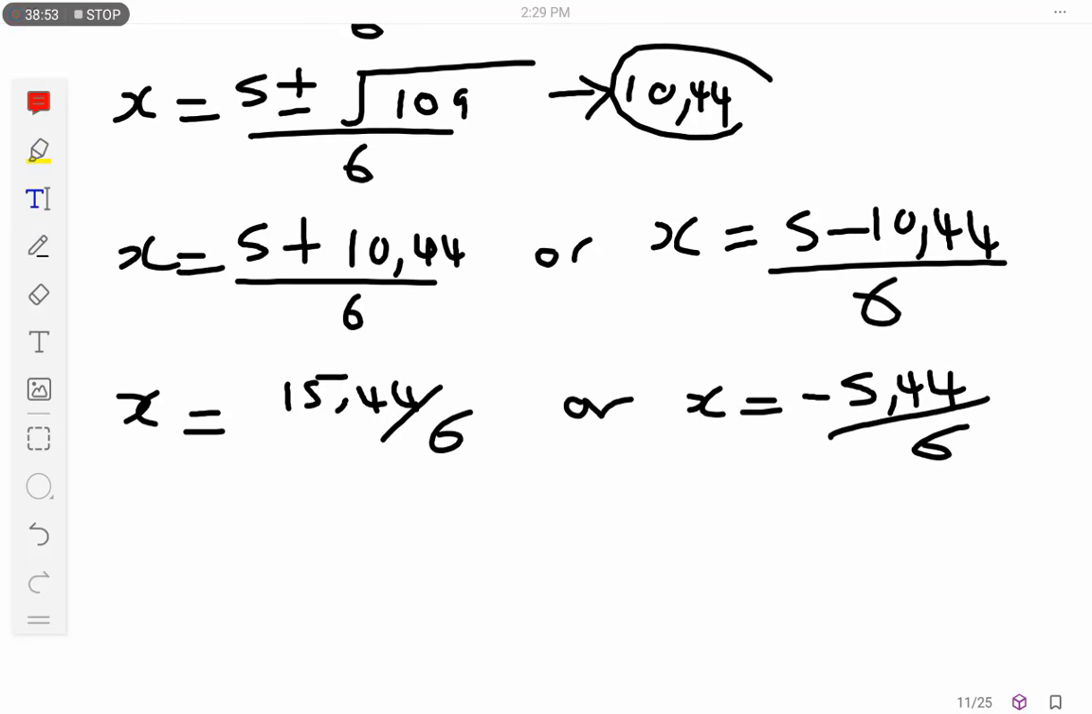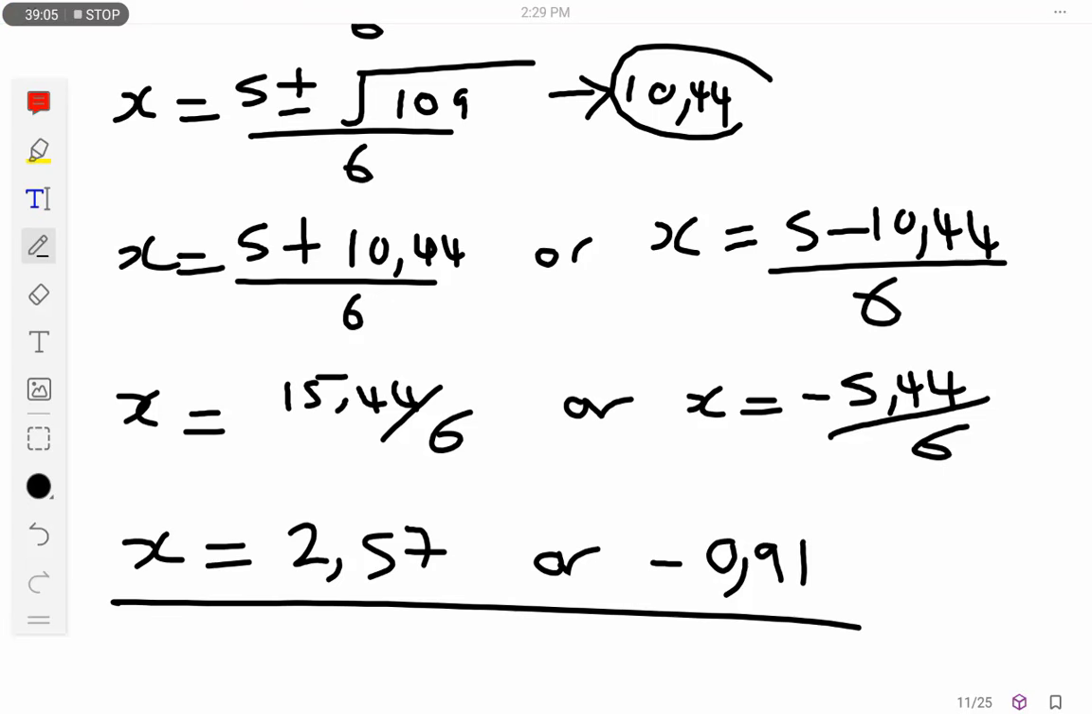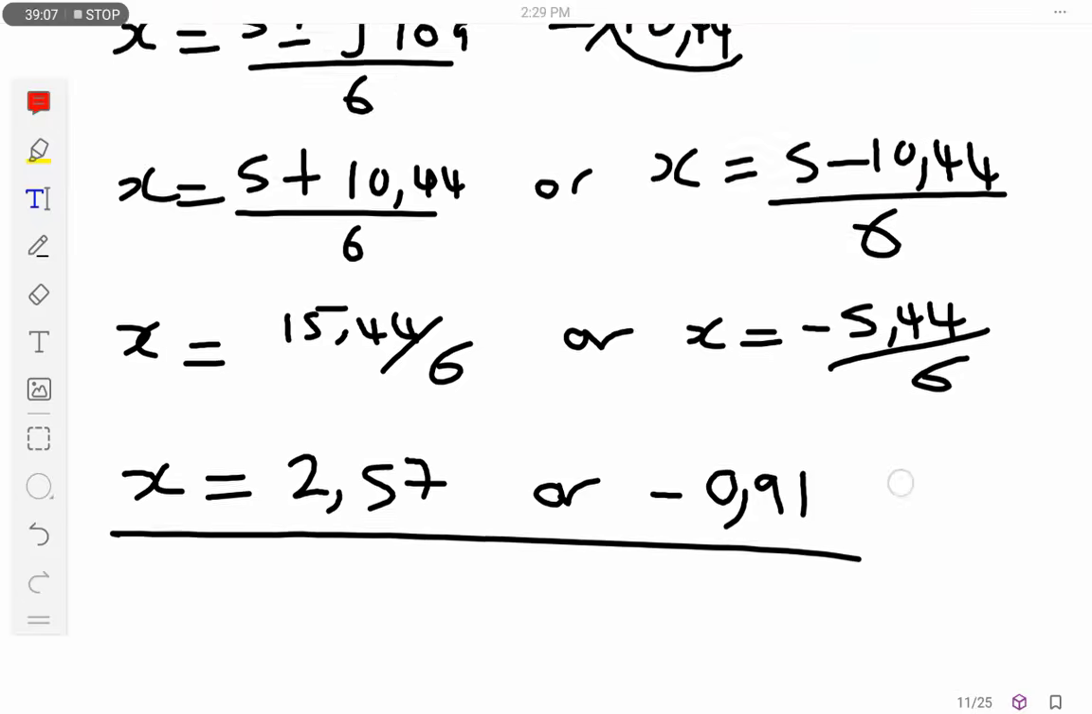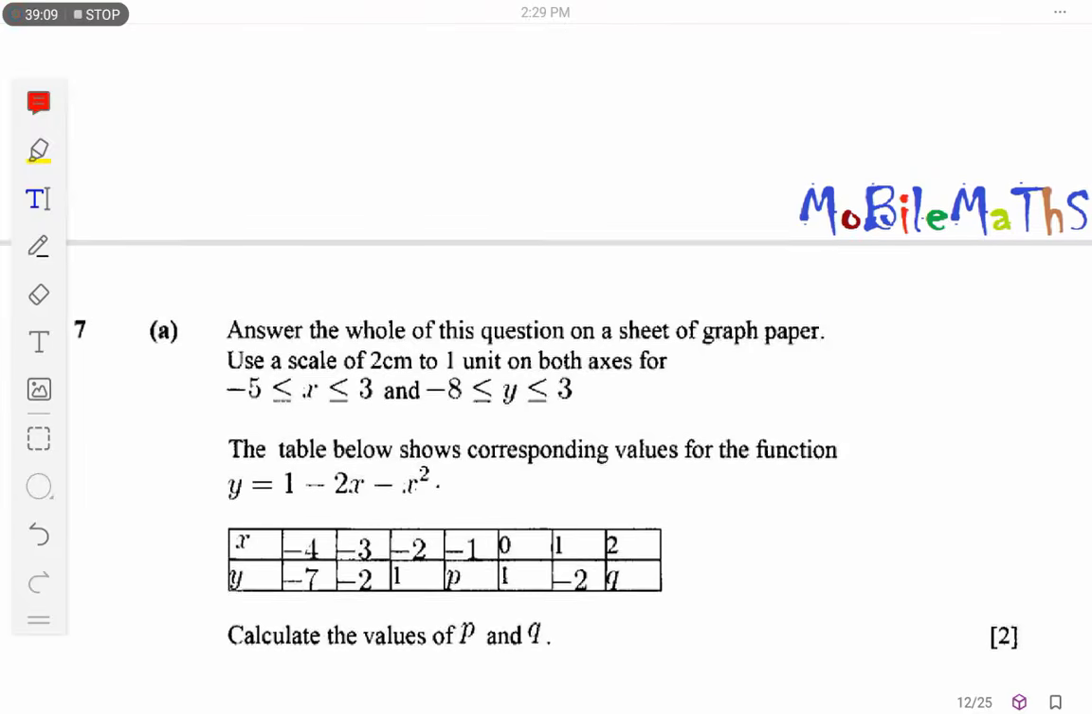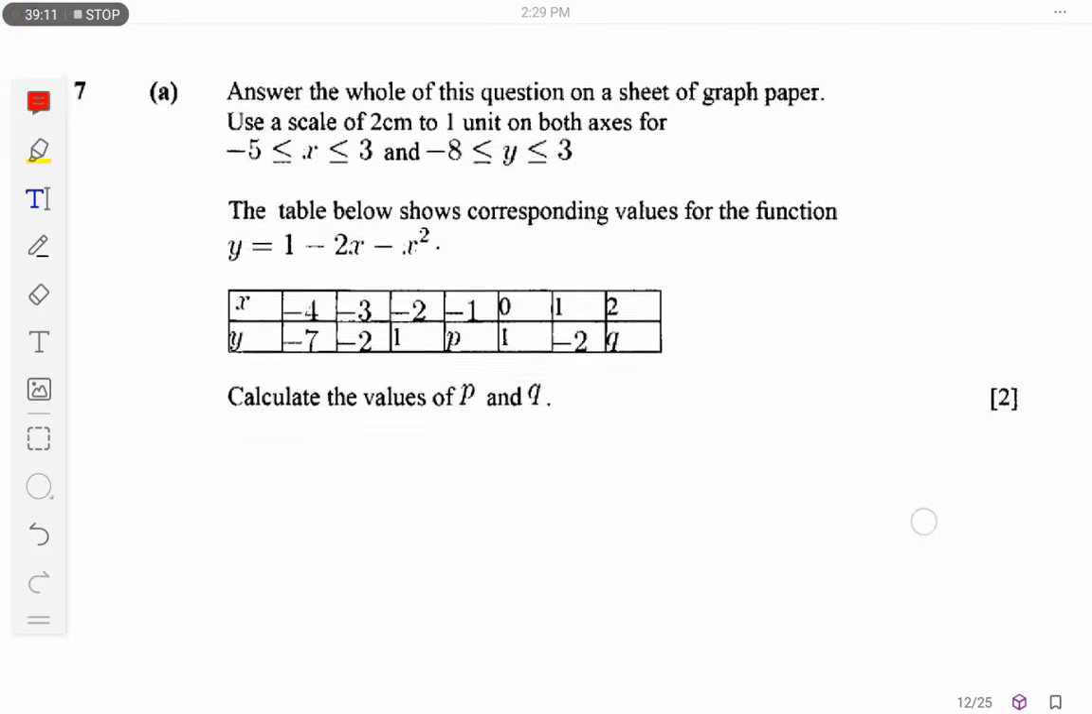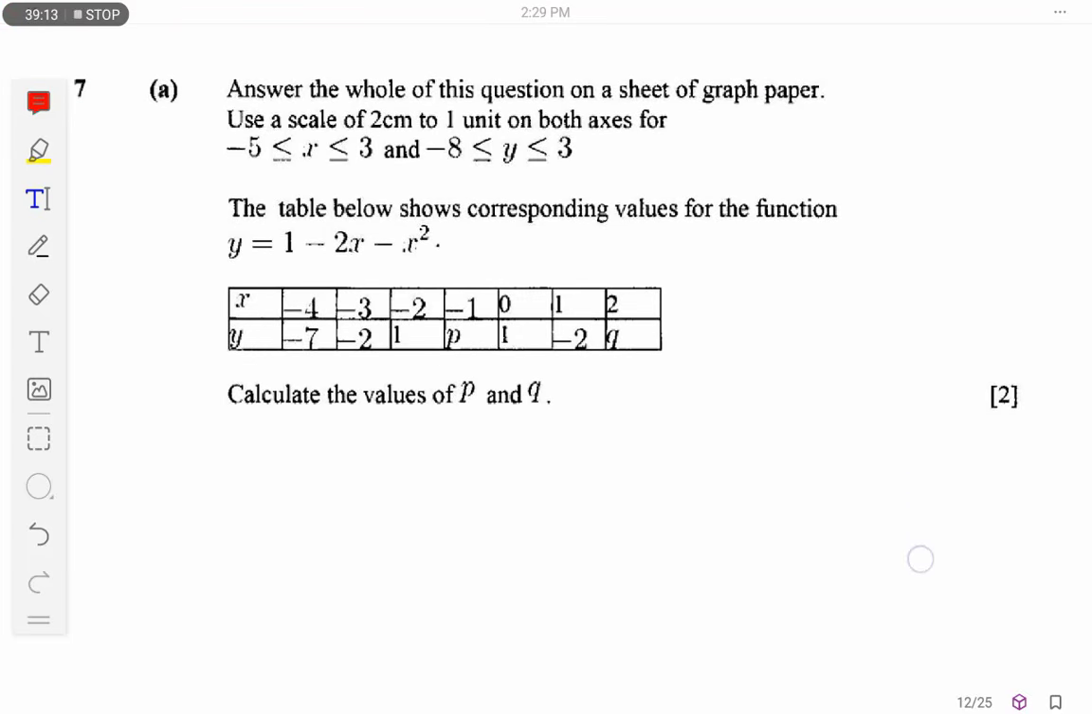So at the end of the day, our x is equal to, for the positive, 2.57, or for the negative it is going to be minus 0.91. Okay, so these are the values of x. So you have answered this question, you have yourself 12 marks. Let's go to the next question.